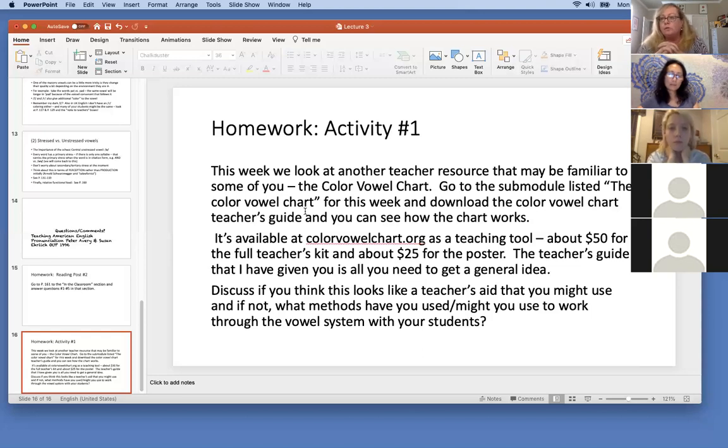Any questions? One little quick question. On the reading post for last week, some people did attachments with a Word file, and some people just put it on the online forum. Is there a preferred method?